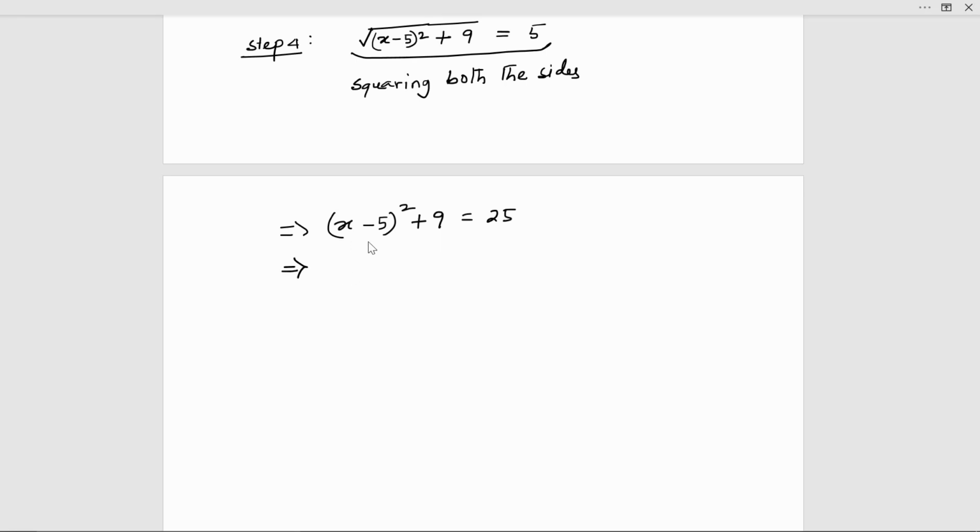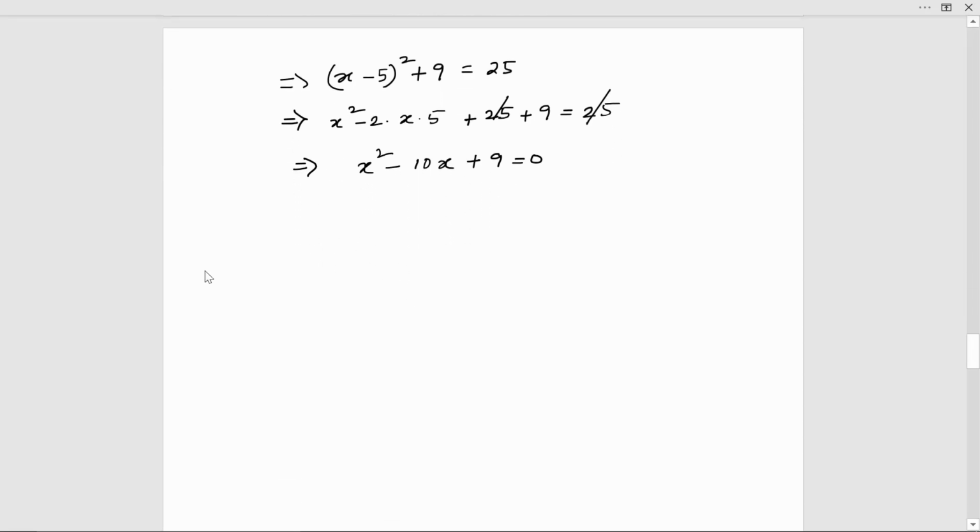Now again, this is our basic formula (a − b)², that is x² − 2·x·5 + 5² is nothing but 25, plus 9 equal to 25. So from the LHS and the RHS, what we can observe is that the +25 will get cancelled, and we are having x² − 10x + 9 equal to 0.